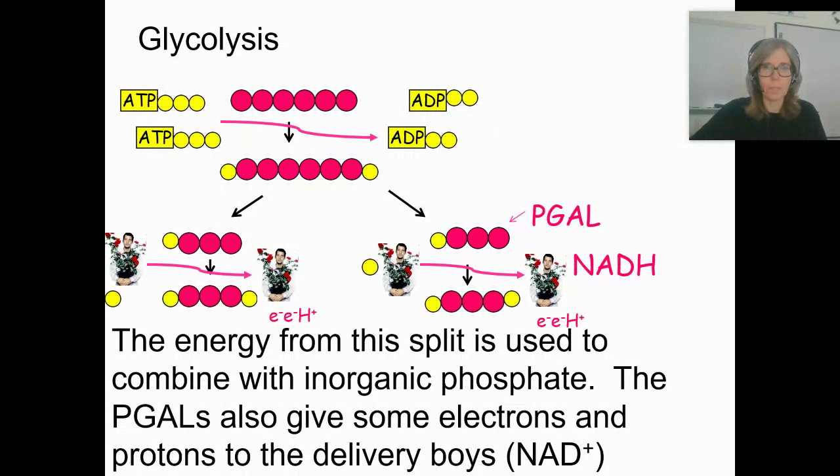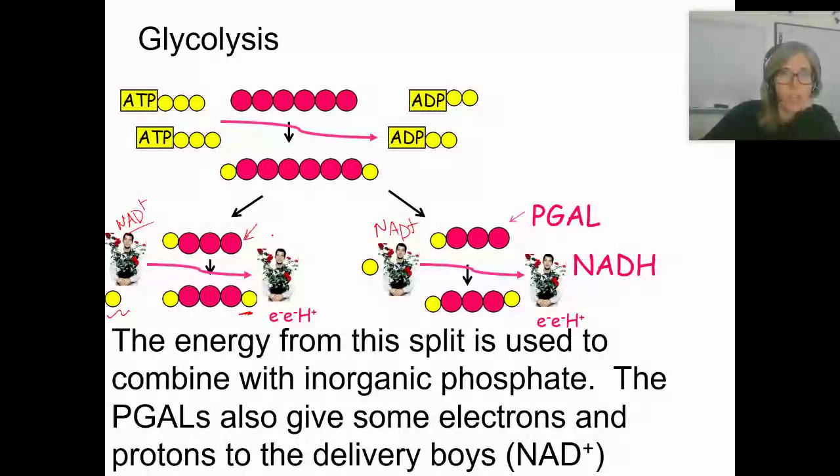Okay, the next step is that our delivery molecule, NAD+, is going to rip off some electrons and hydrogen from this molecule. And when it does that, it's going to stick a phosphate group on the other side. So now this is like a double phosphorylated molecule. So the energy from this split is used to combine inorganic phosphate with the molecule that you had before. The pGals also give some electrons and energy to the delivery boys. So you start with NAD+, they rip off some electrons, you end up with NADH, right, and a hydrogen ion.